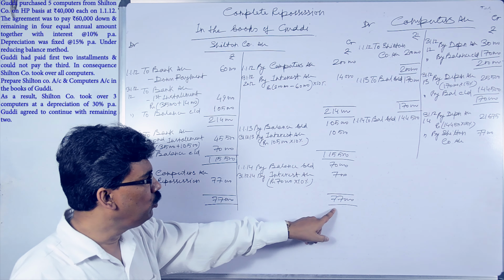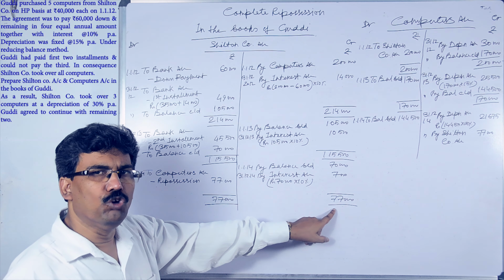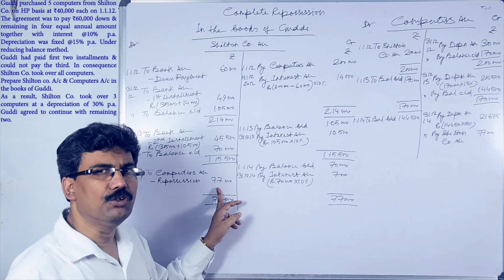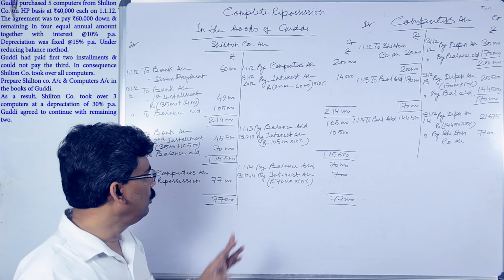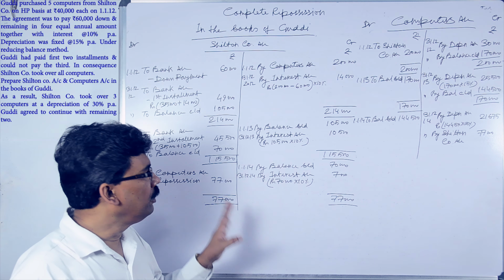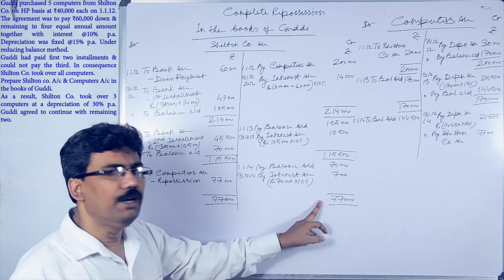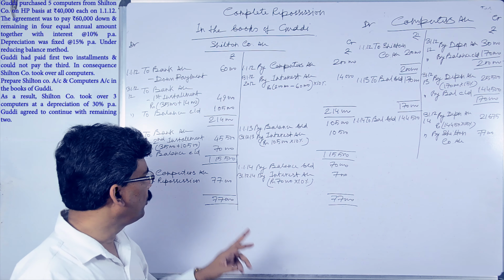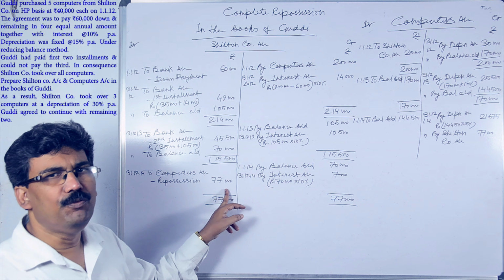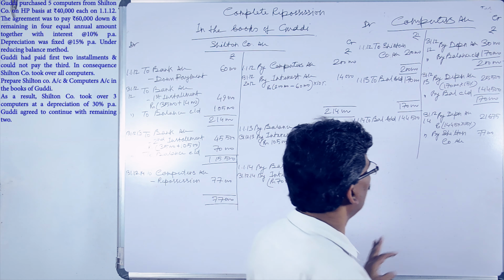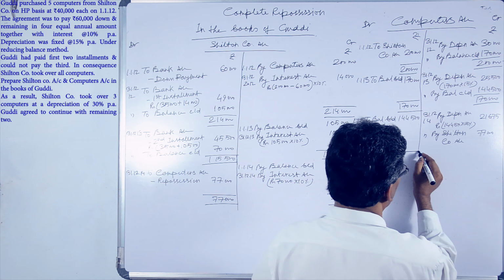This is the amount due, and that amount could not be paid. That is why Shilton Company has taken over all the assets. Then we can understand in this way that as this 77,000 is not paid, Shilton Company has taken all the computers at an agreed value of rupees 77,000. That 77,000 we are taking here, and the remaining amount is the loss.